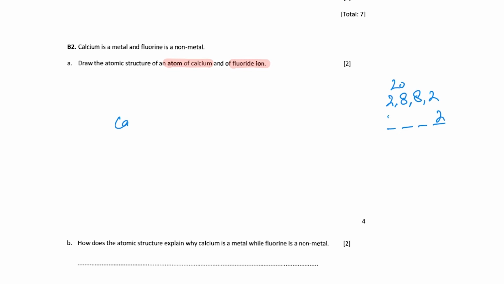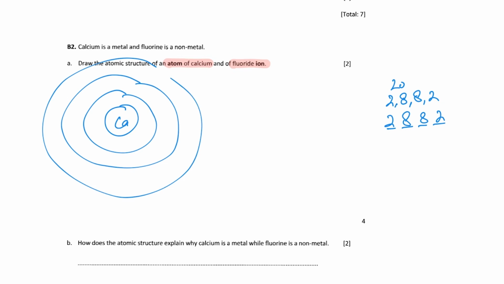They are full. So the first one is full at 2. Second one is full at 8. Third one is stable at 8. Although it's not full, it is stable at 8. So there you go. That's the configuration. So just copy that one when you're drawing the atom. So first one, second one, third one, and fourth one. And first one has 2. You can use a cross or you can use a circle. Second one has 8. Third one has 8. Always put them in pairs. And fourth one has 2, and there you go.